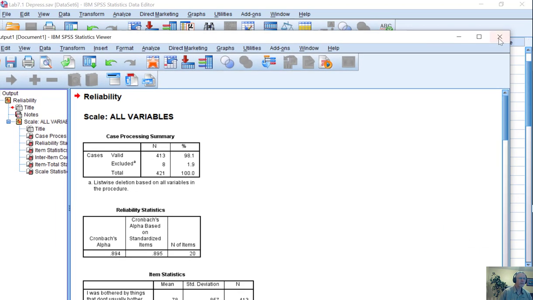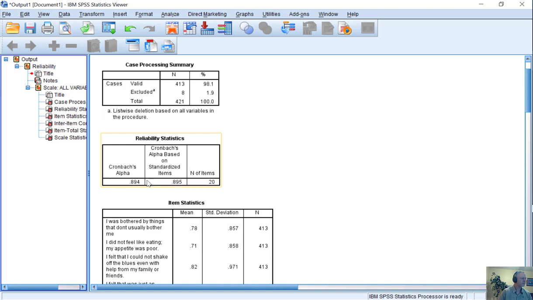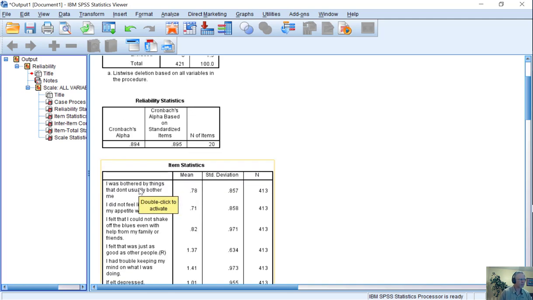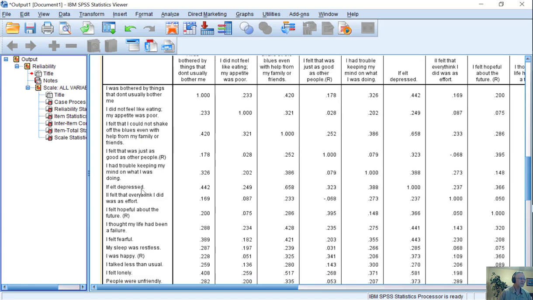Okay. So going back to our output file, the Cronbach's alpha here is very healthy. It's almost a 0.90, so a 0.8 and above would be a very good alpha. You notice that, though, not all the correlations here are extremely high. Like this one here, I felt that I was just as good as other people, did not correlate well even when recoded. So it would basically mean I did not feel as good as other people. It's recoded.